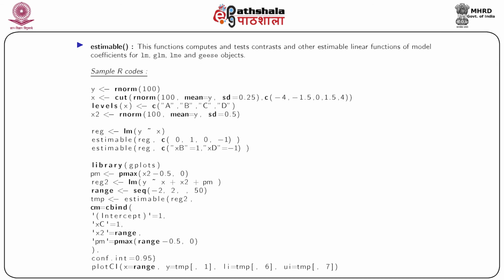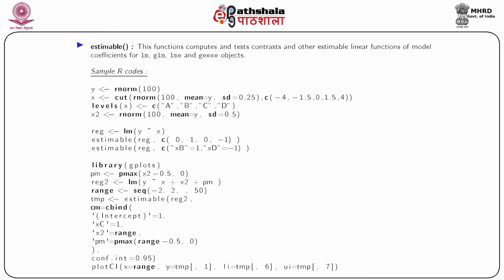cm gives us the cbind, where we are free to choose the contrasts and also the different coefficients which we want to use in the different contrasts. So intercept equals 1, X is taken as 1, and X2 takes the coefficient range, and PM would equal pmax(range minus 0.5, 0). And the confidence interval will be generated where the confidence level is 95% or 0.95. So now plotting the confidence interval, x equals the range, y equals the TMP.